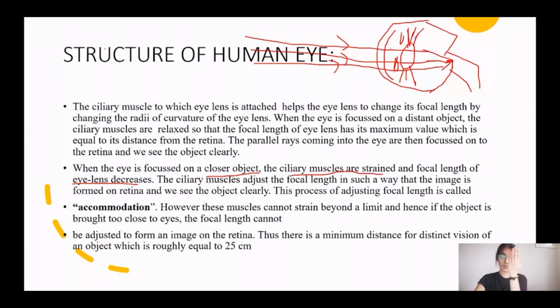So if you keep bringing an object really close to your eye, ciliary muscles are not going to magically show that object to you. Ciliary muscles, even with their strain, have a limit, and this is roughly equal to the minimum distance of distinct vision, which is roughly 25 centimeters for a healthy eye.